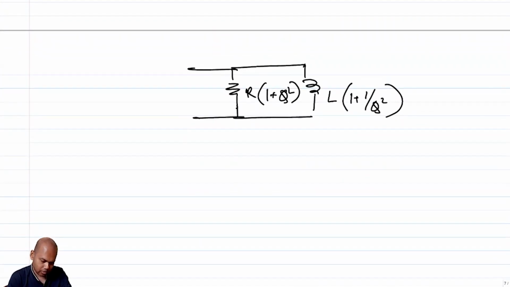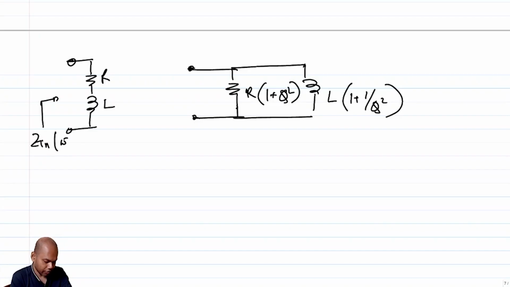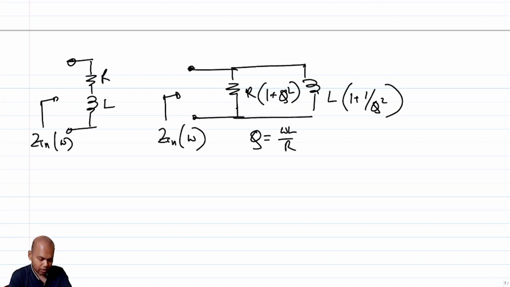Okay, so this becomes the equivalent Zin. This is a series to parallel conversion of this network, right? So this Zin at a frequency omega will be identical to this Zin at the same frequency omega, where Q is equal to omega L by R.